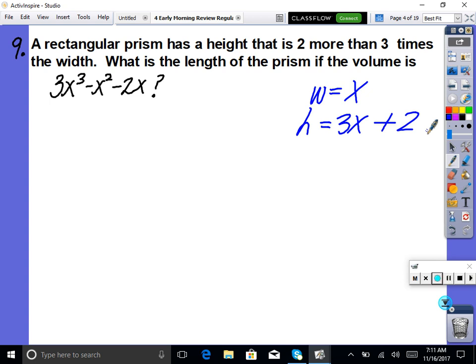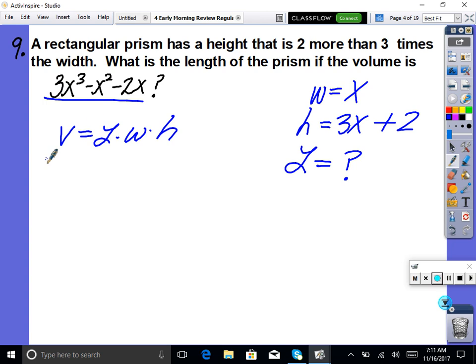Okay. Now it says, what is the length? We don't know. Do not call it x, though. You can't say that the length's the same size as the width. We have no idea. So you've got to call it a different variable. We don't know what that is. Now it says the volume is this. So you should say to yourself, the true statement is volume is equal to length times width times height.